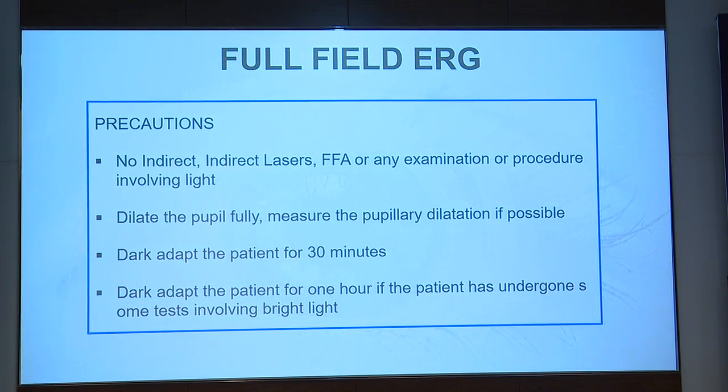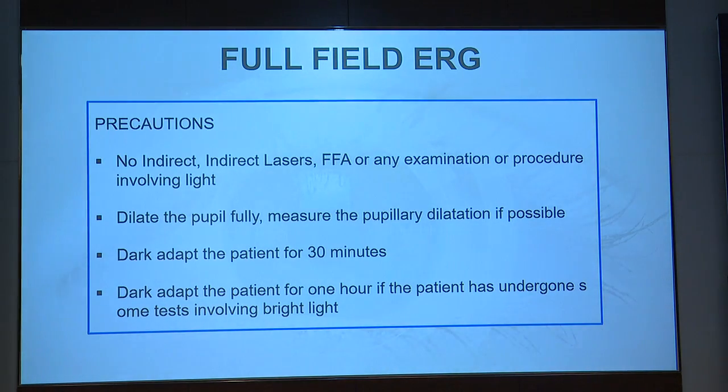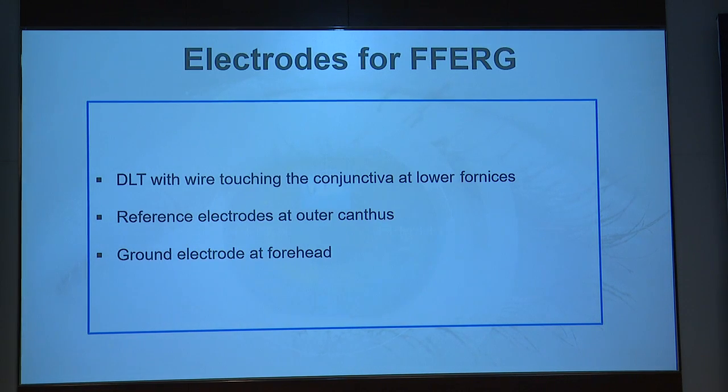And the dark adaptation has to be 30 minutes, and if you have done any procedure before that involving light, then you have to further increase the dark adaptation time, probably up to 1 hour or even 1.5 hours. So for full field ERG, the DTL electrodes are the most commonly used, and a lot of people are using even Jet electrodes. They are the active ones, and the reference electrodes are put in the outer canthus, and the ground electrode is put on the forehead.